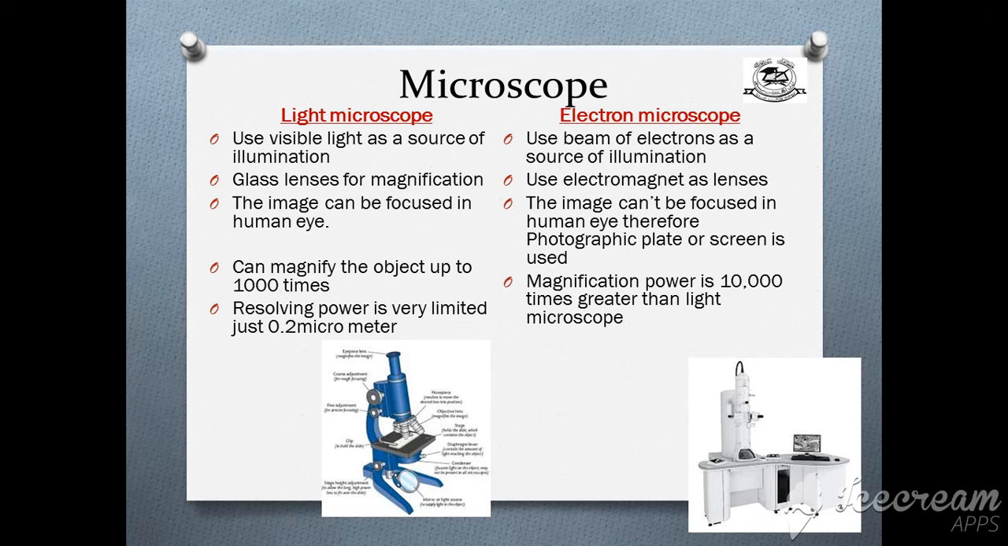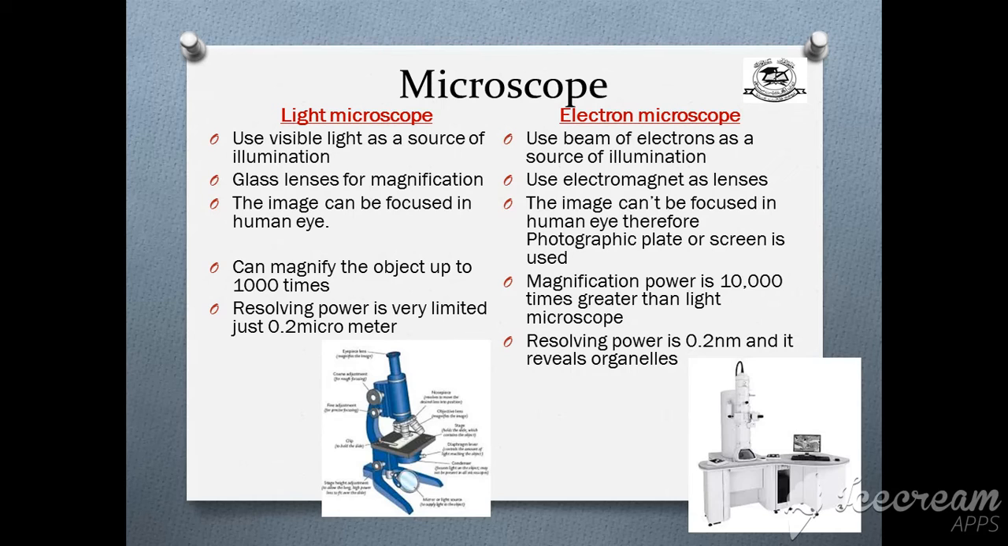Light microscope resolving power is very limited, just 0.2 micrometer. Resolving power of electron microscope is 0.2 nanometer and it reveals organelles. We cannot see the cell organelles, which are parts of the cells, with a light microscope, but we can easily see them with an electron microscope. So the pictures we see in our book or internet are all taken from the electron microscope. So this is the comparison between light microscope and electron microscope.